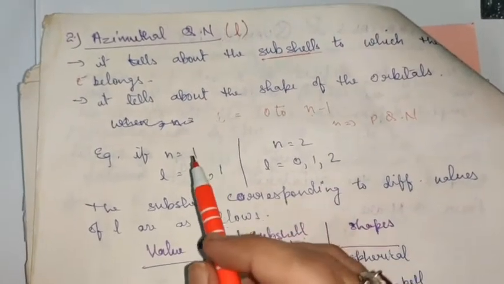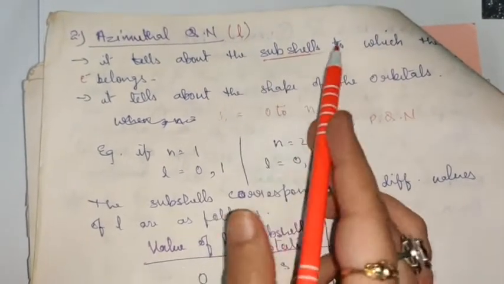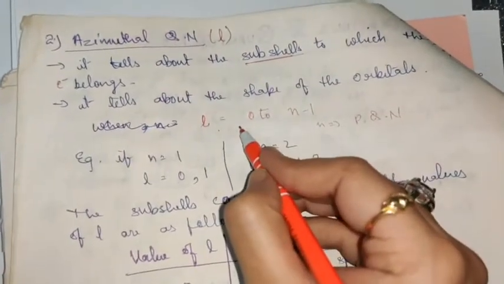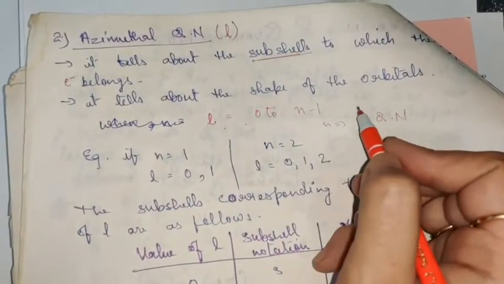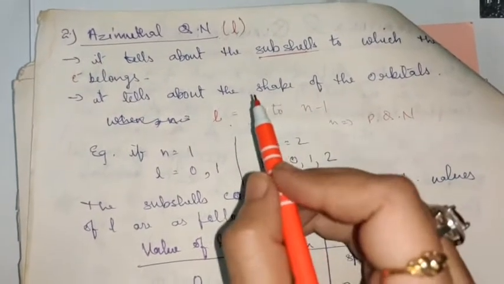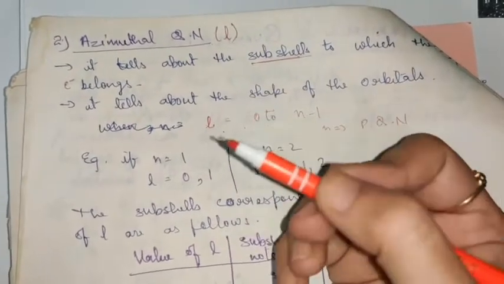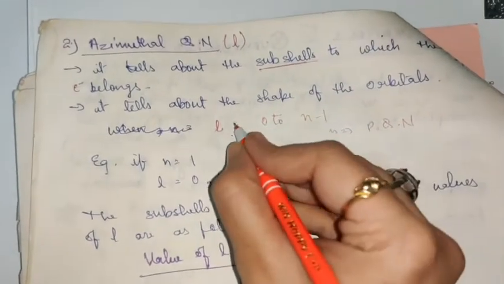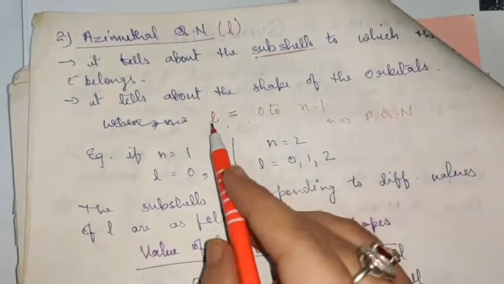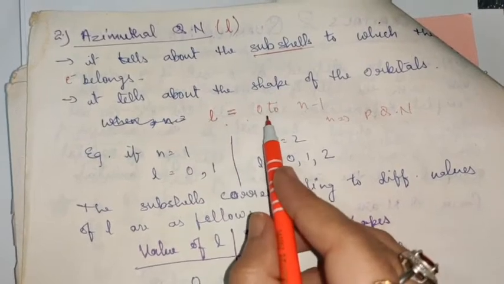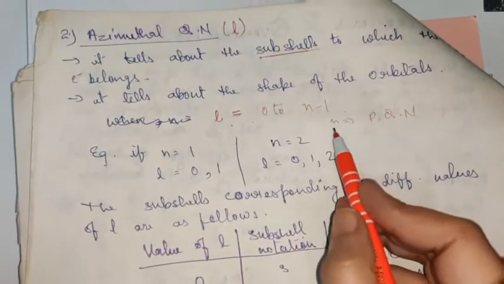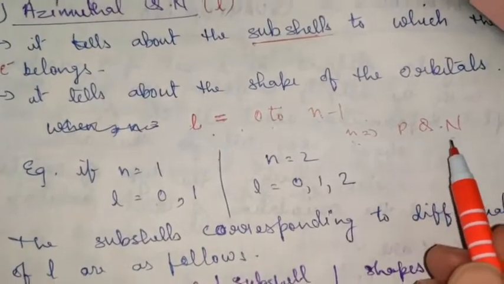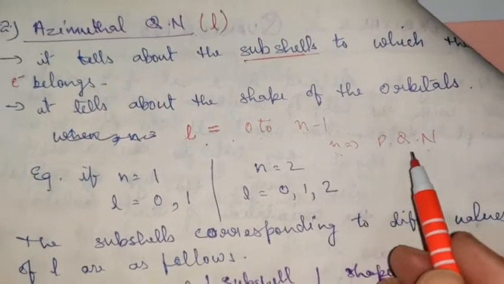First of all, let us see how we come to know about the subshell. The formula to find the value of L is 0 to n minus 1. One shell can have more than one subshell. Remember this. The values of the subshell we get from this formula, where L is equal to 0 to n minus 1, and n is the value of the principal quantum number, which is the shell number or energy level number.